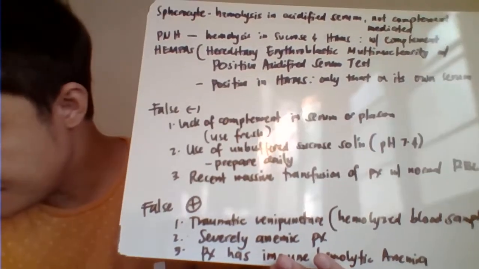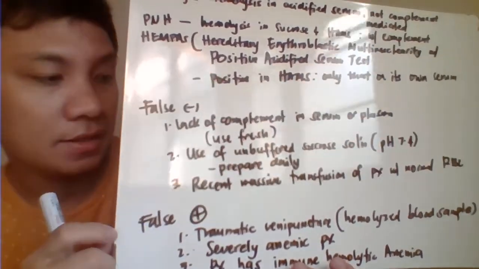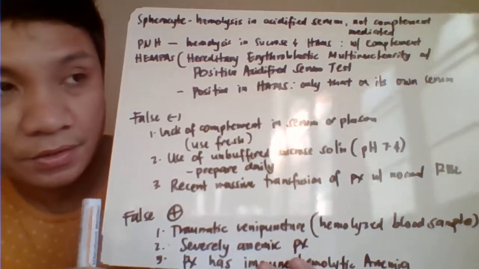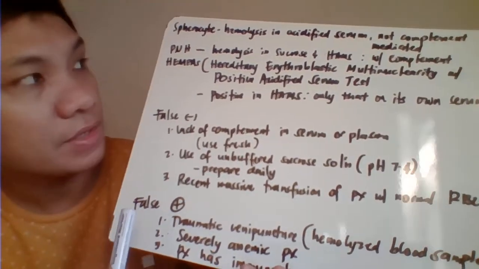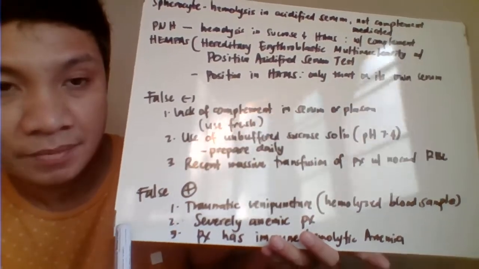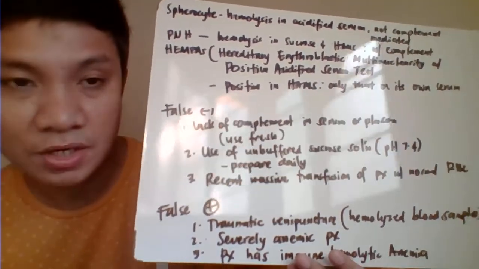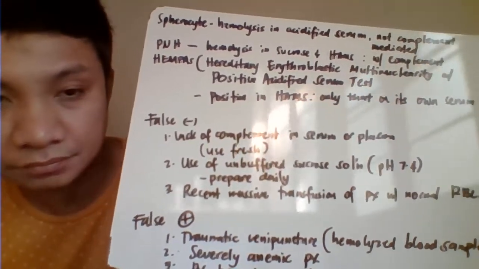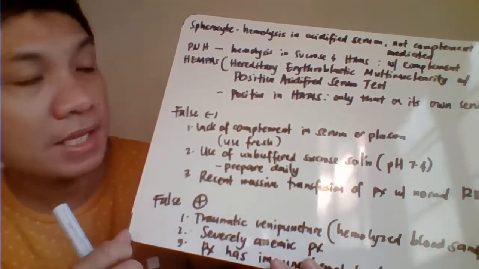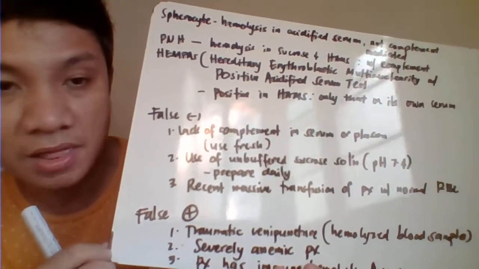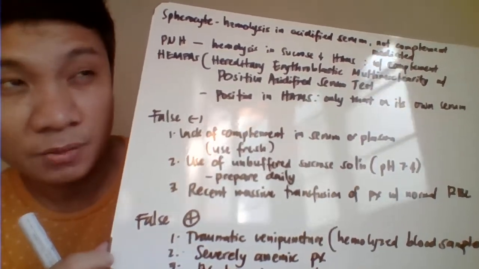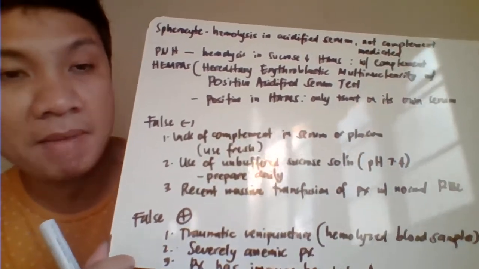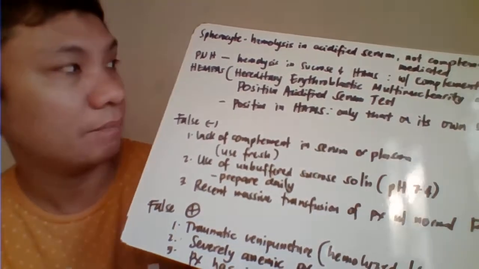Okay, then we have here the results of your other tests, primarily comparing with your PNH. So the spherocyte will give a positive result here in your HAM test, only that it will give a hemolytic reaction in the absence of the complement. Meaning to say, that one is not complement mediated. On the other hand, your PNH would have a positive result both in your sugar water test and your HAM test. Again, that one is all mediated by complement.